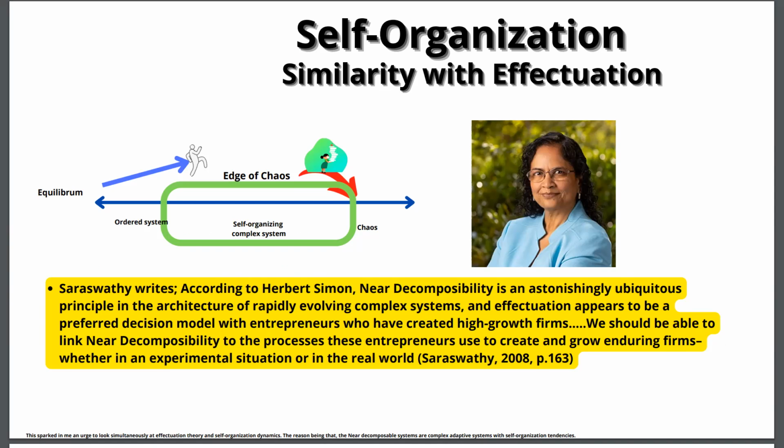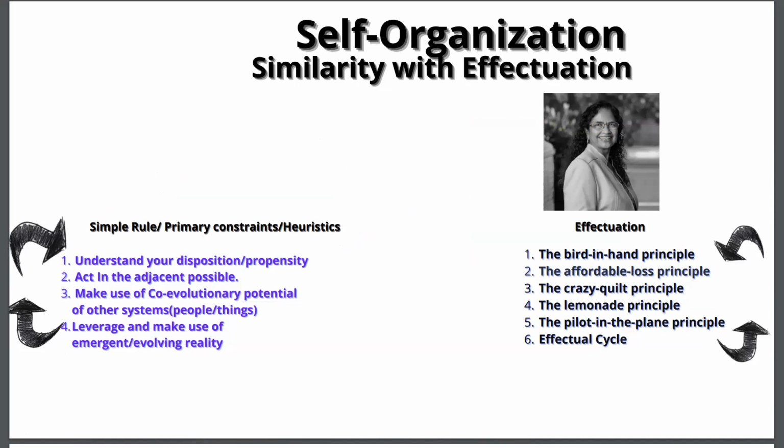Because of this particular code, I thought about comparing effectuation theory with the simple flexible heuristics or primary constraints that I identified in my analysis of self-organizing systems. So when I started looking at the principles of effectuation simultaneously with the simple rules or primary constraints that I identified in complex self-organizing systems, I found a lot of similarity between these two systems.